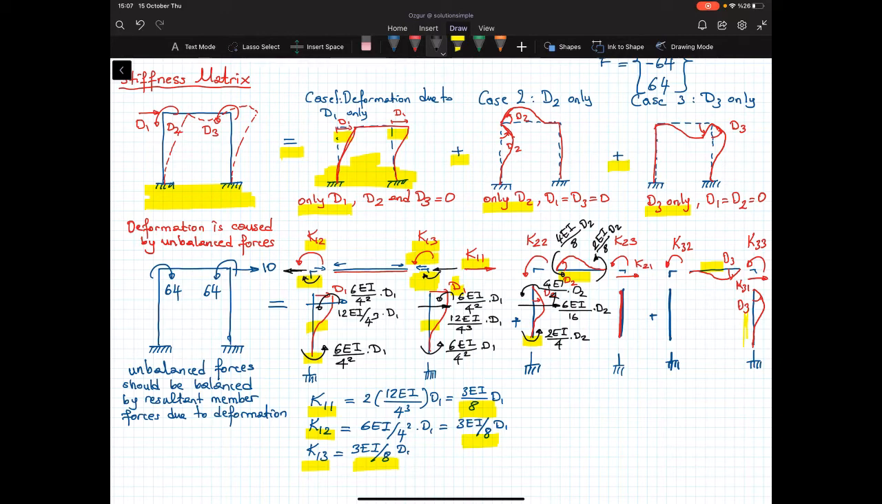Let's switch to the third case. This one is 2EI over 8 D3, 4EI over 8 D3. The same coefficients here, 4EI over 4 D3, and the shear force, let me write it here, 6EI over 16 D3. Okay, so all we need to do then is transfer these forces to the nodes.